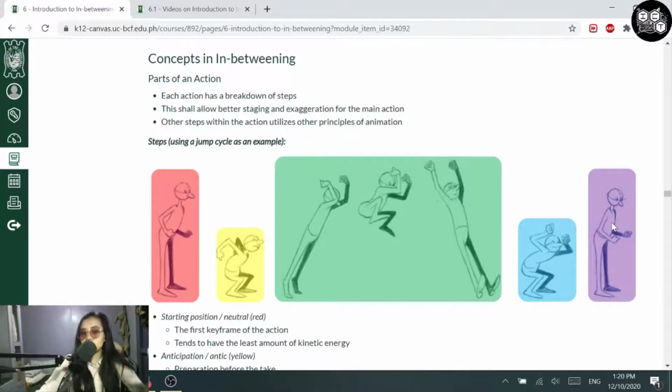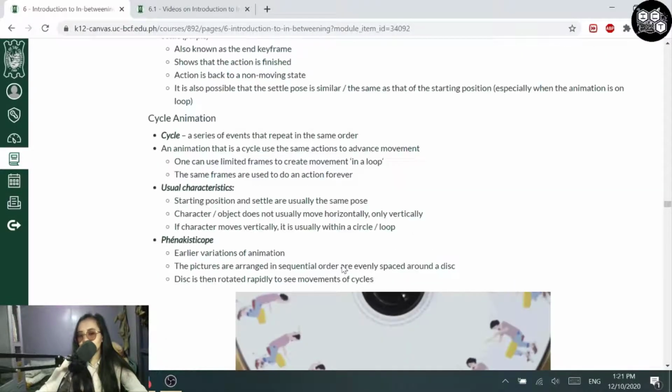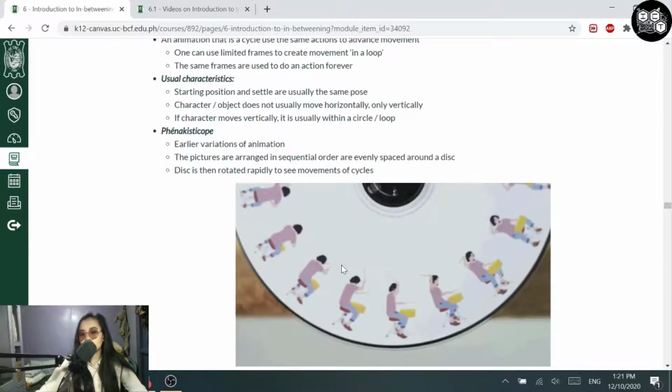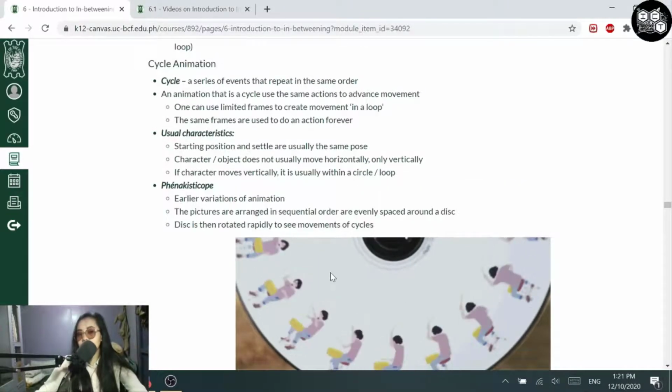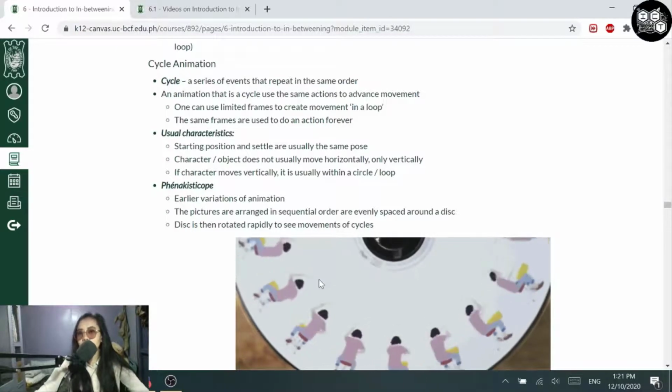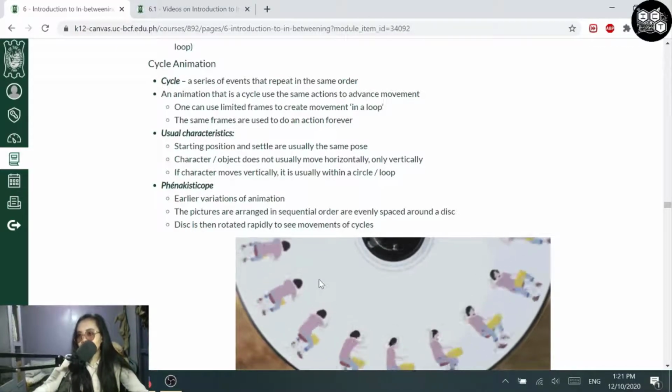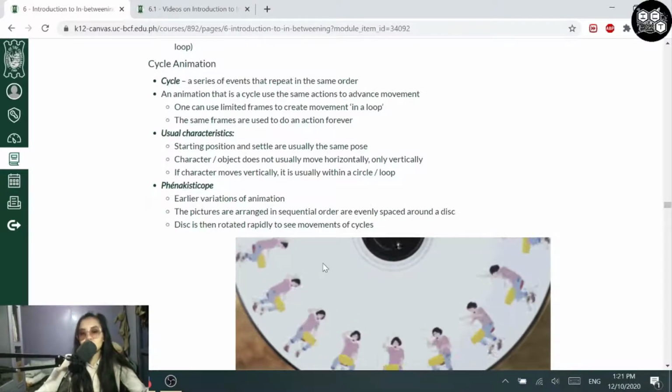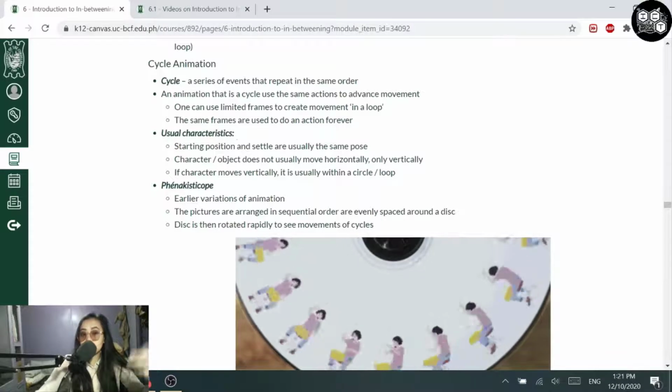So for you to be able to turn it into a cycle, what you would want to do is jump from left to right. Let your character turn towards the settle and then jump again from right to left, turn them again, for you to be able to create that cycle. One thing that you can do to make sure that it's a cycle animation is that usually the character doesn't move horizontally. They only tend to move in a vertical motion. So you can also use that as a basis.